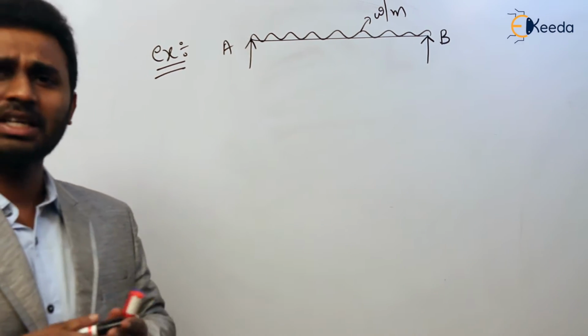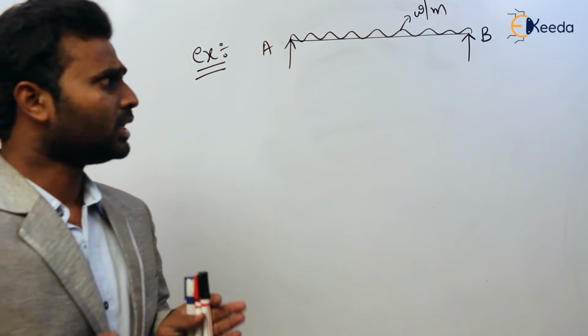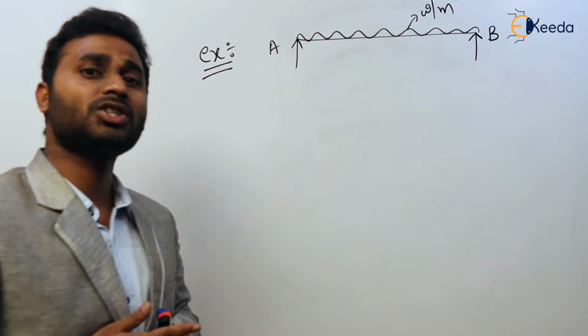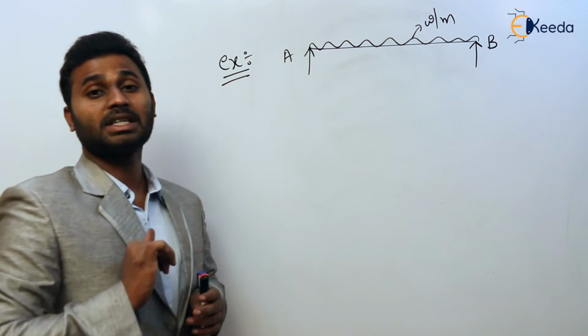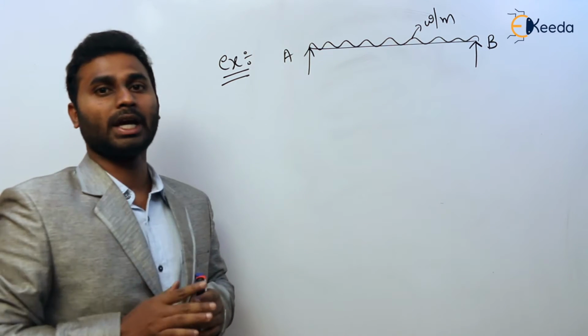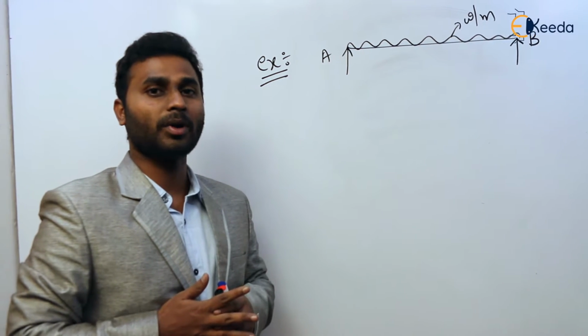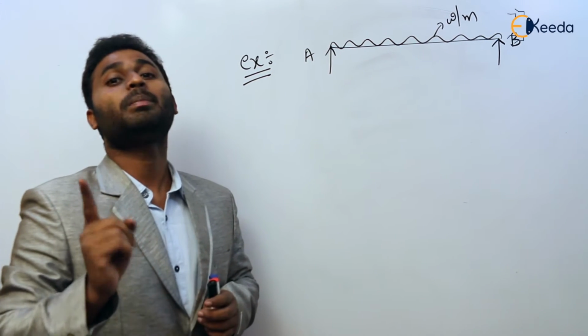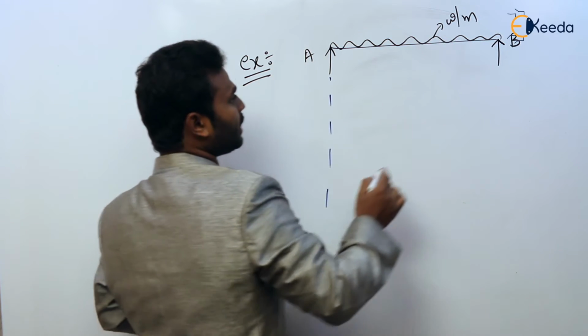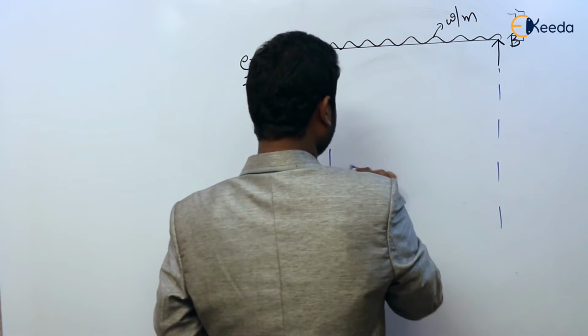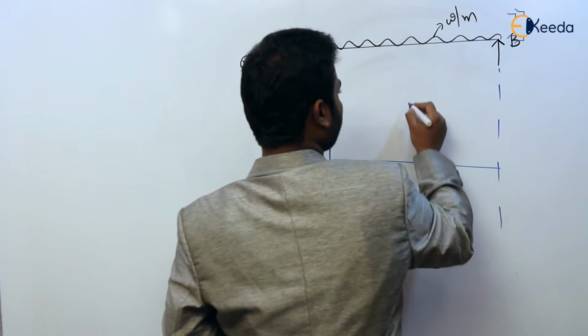As we discussed previously, what is the first step in the calculation of plastic hinge length? The first step is drawing the bending moment diagram. For a simply supported beam with UDL, how is the bending moment diagram? It is a parabola, with the maximum at the center.